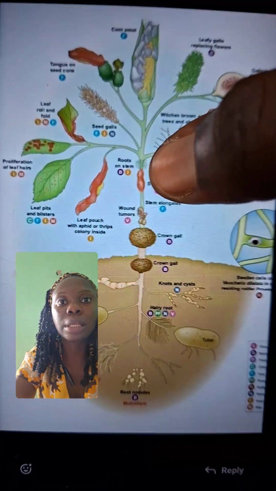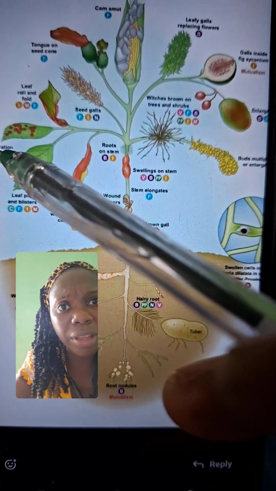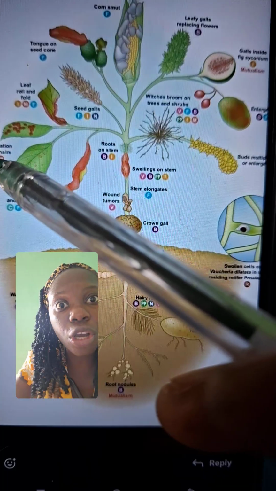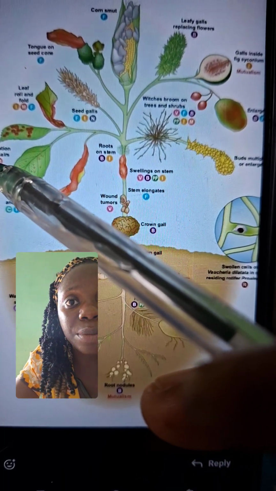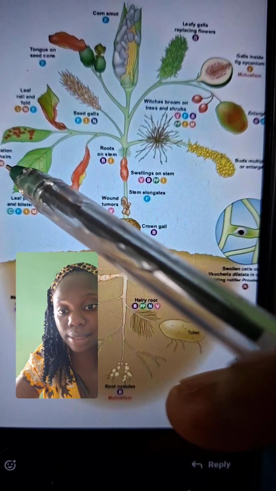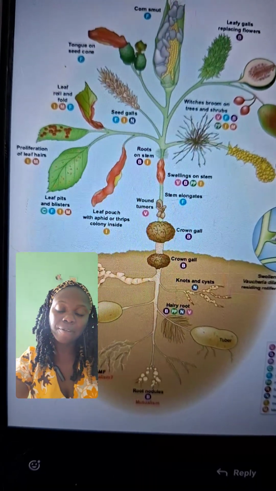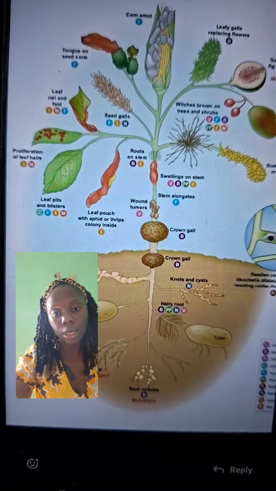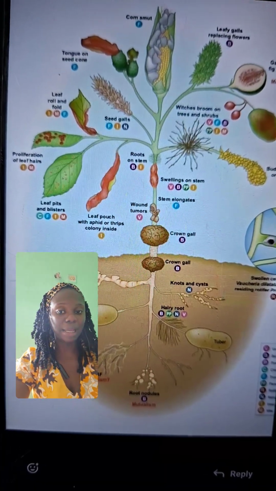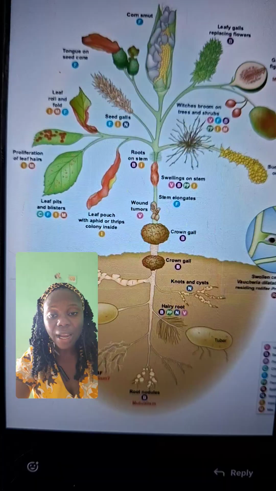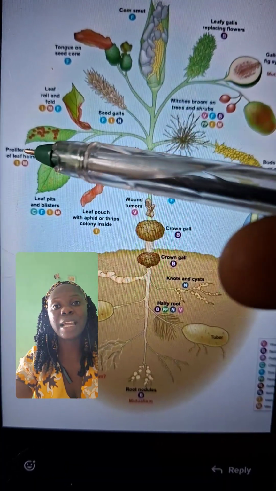Now let's roll this. What is this? They said proliferation of leaf hairs. Yeah, that's proliferation of leaf hairs, and that means it's an insect and it's a mite. Yes, that's a mite. They are all insects, but in the family of insects we have different categories of insects. You can have a mite, an aphid, a thrip, and white flies. They have different kinds of insecticide that are used to attack them. So this is why they specify it's a mite.